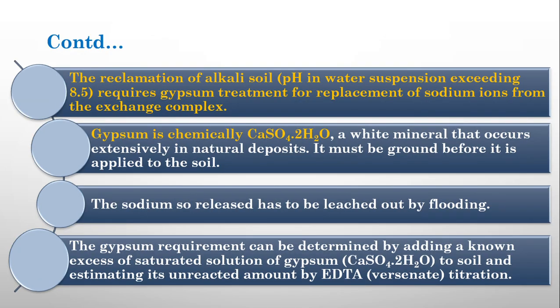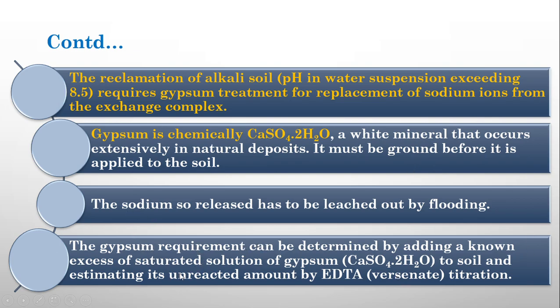So the reclamation of alkali soils requires gypsum treatment for replacement of sodium ions from the exchange complex, and gypsum is chemically calcium sulfate, CaSO4·2H2O, hydrated calcium sulfate. And it must be ground before it is applied to the soil. It must be ground into small pieces or fine powder. And after applying gypsum, we have to leach it. So this is the case.